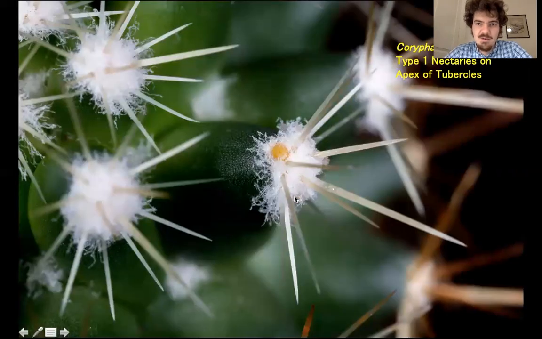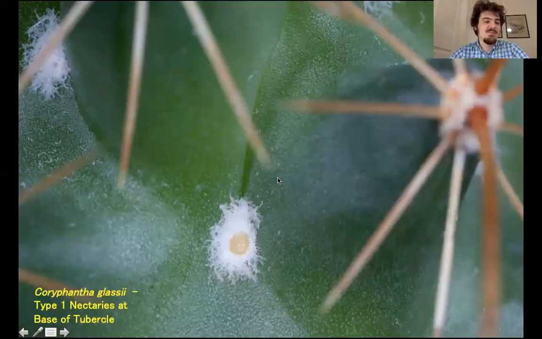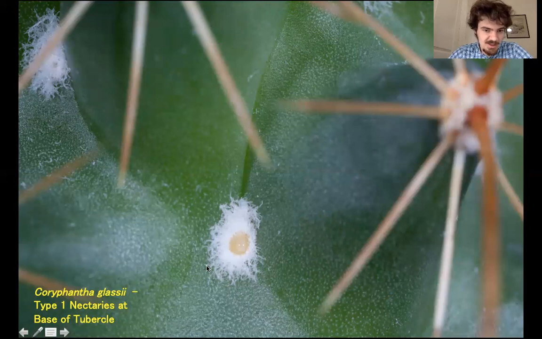Some plants, like this Coryphantha glassii, have nectaries in both locations. So here you can see the nectary coming out with the spines at the tip of the tubercle, and then on the very same plant, the nectaries also form at the base of the tubercle. You can see here's where the tubercle is, and there's a nectary here at its base.